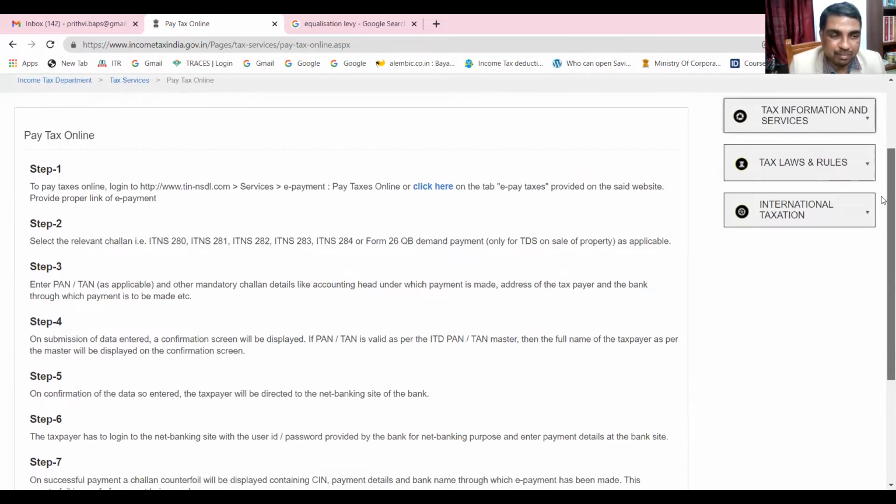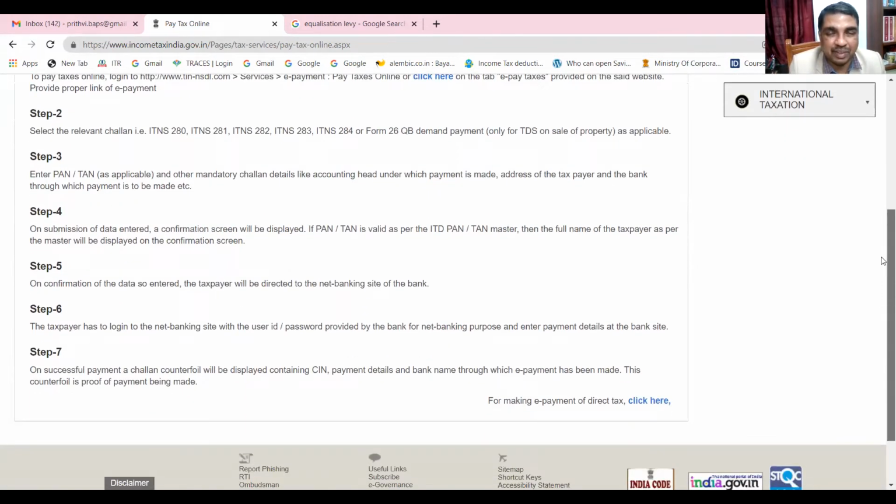Yes, sir. Okay, please go through it and make yourself familiar. Right now, what I'm doing, I believe that you'll be reading it. So I'm going to the e-payment website. I can click here, I can directly go to the website. But you need to read all these steps. Right now, I'm skipping these steps. I'm sure you'll be reading it.